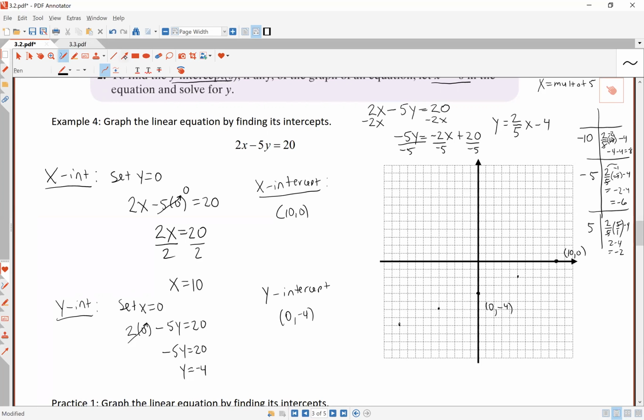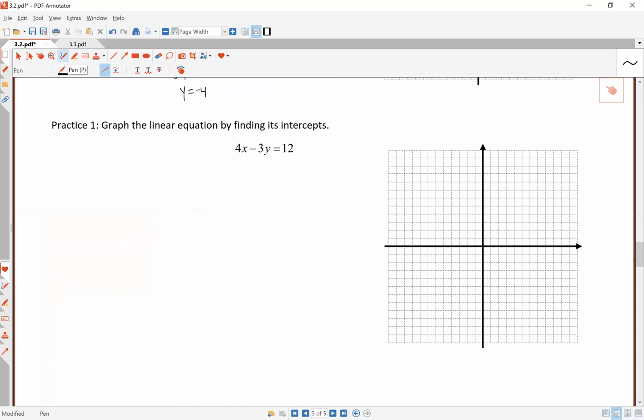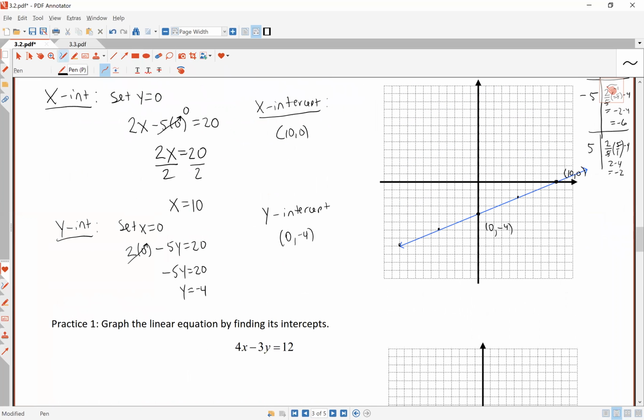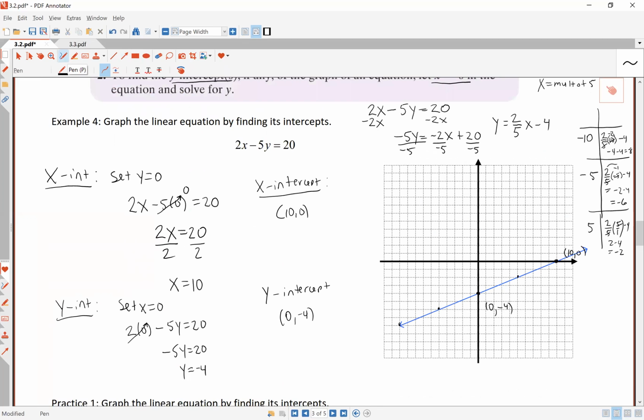I see all my points lie on the same exact line, so I know for certain that I'm correct here. Connect my dots with a straight edge. And there's our line. So I urge you to press pause on your video and practice this problem in the same way that we did the last one. Set y equal to 0 to find the x-intercept. Set x equal to 0 to find the y-intercept. And then solve for y and plug in a couple of points.